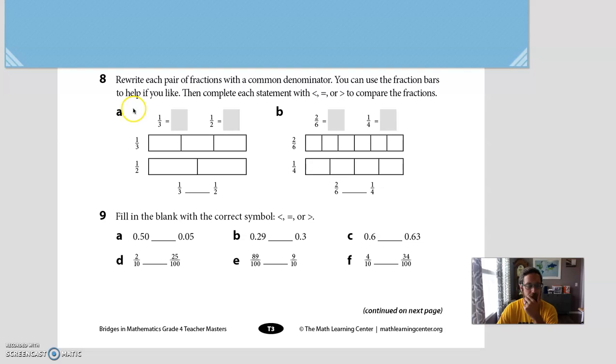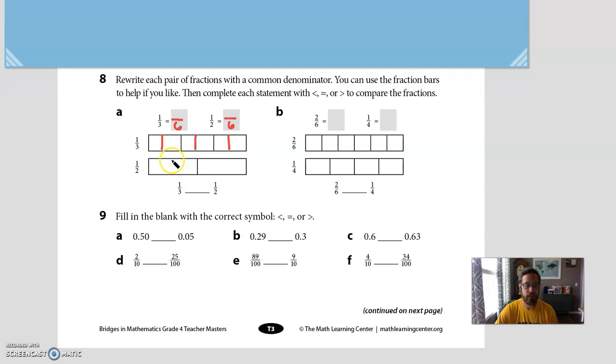So the first one says rewrite each pair of fractions with a common denominator. You can use the fraction bars to help if you like, then complete each statement. So making a common denominator. If I have 1/3 and 1/2, the easiest way that we talked about is to just multiply your denominators together. If I multiplied 2 times 3, I would get a denominator of 6. And really what that does is it takes my thirds and divides each of them in half.